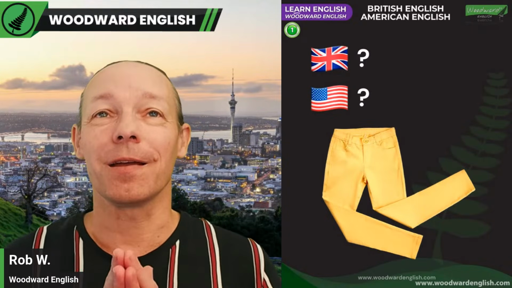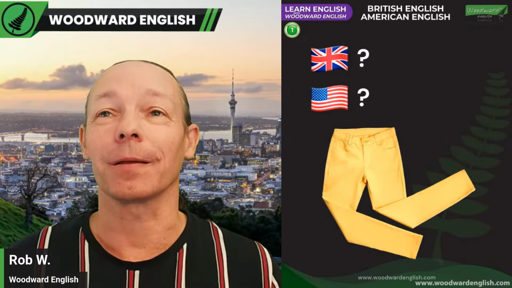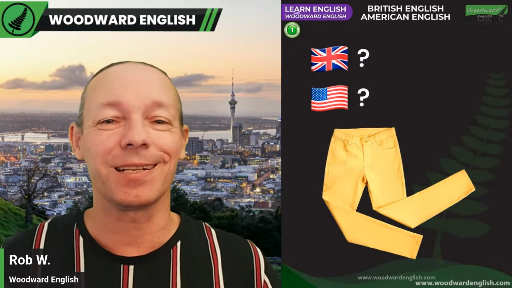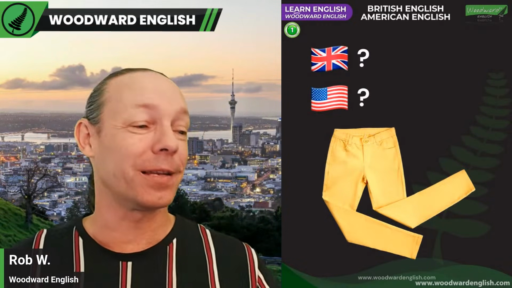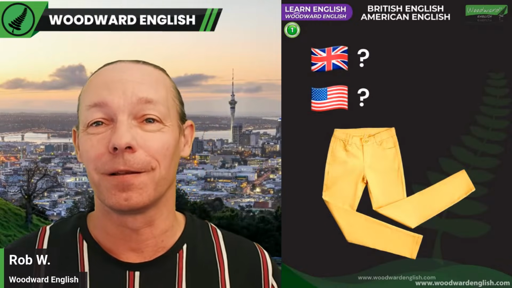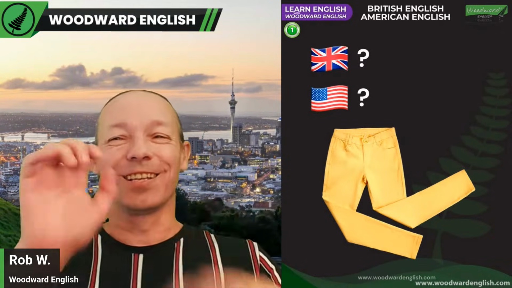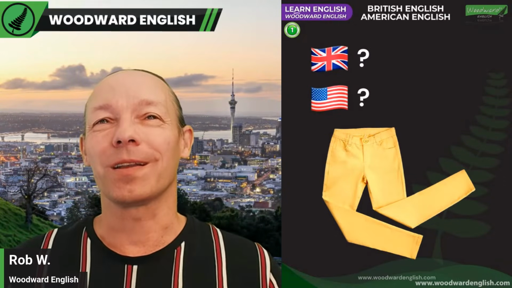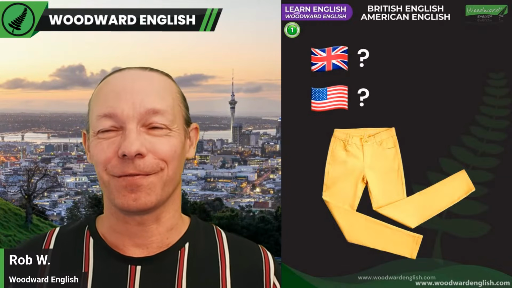Okay, so here we have this item of clothing. What is this item of clothing called? Do you know the name of this in English? But not just in English. Do you know the name in British English and American English? I'm going to give you 3.5 seconds to type your answers. What is the British version and the American English version of this word?